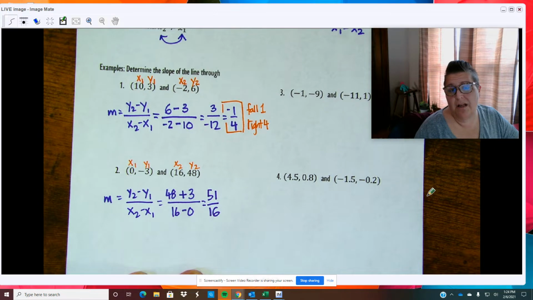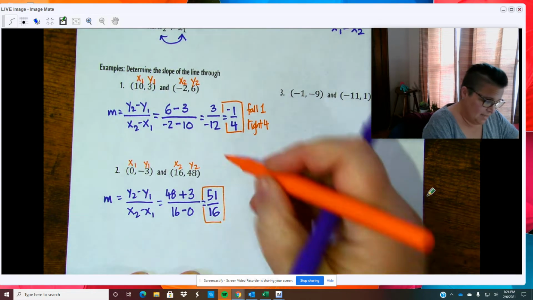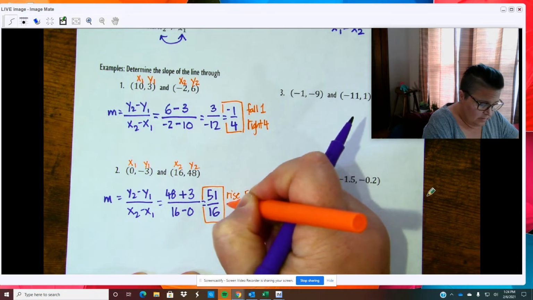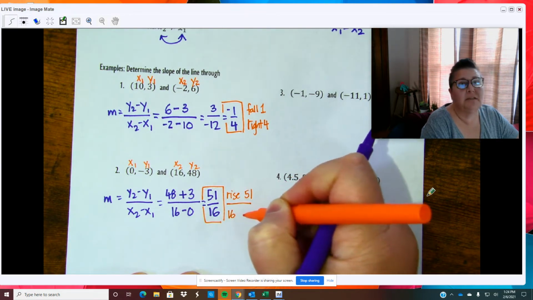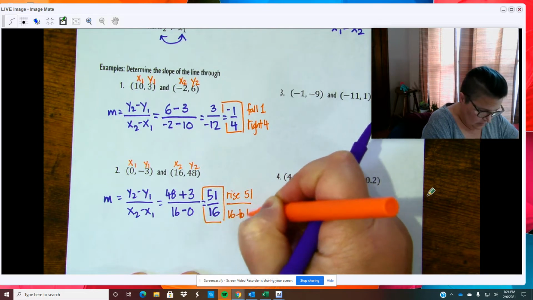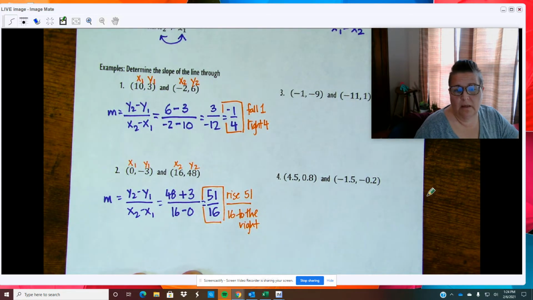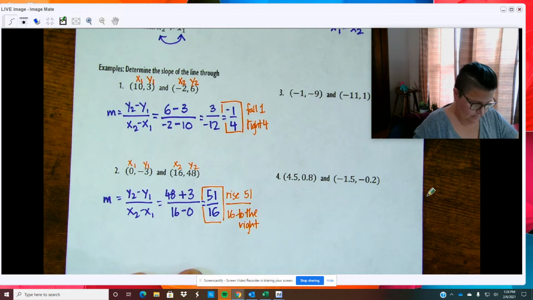Does this reduce at all? 51 is only divisible by, I think, 17. So it's not going to work. This is it. What does this mean? This means that it's going to rise 51 units for every 16 units to the right. Positive. Okay, we're going to rise 51, and then it'll go 16 units to the right.